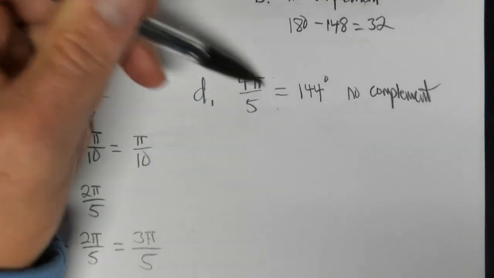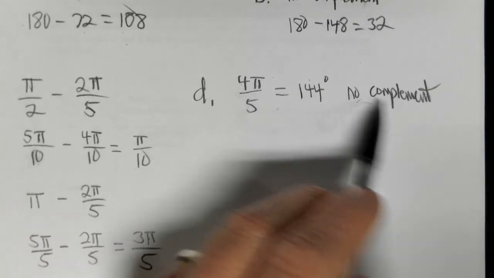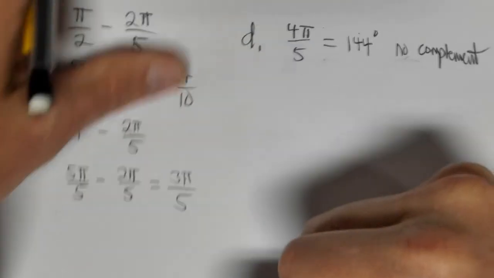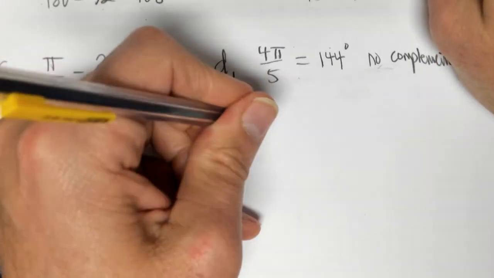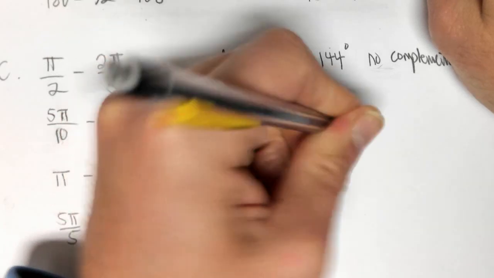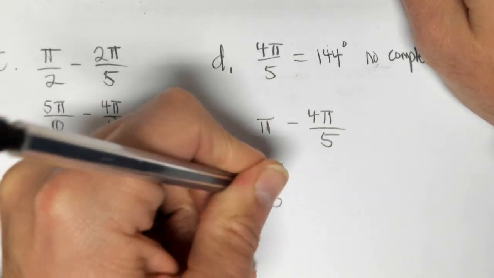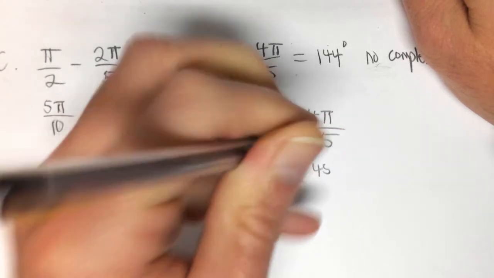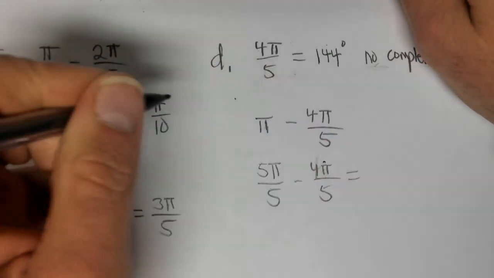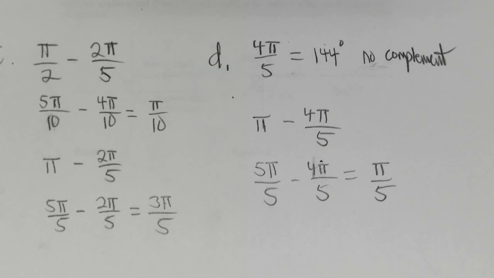So if you didn't catch that this angle was greater than 90, after you did the subtraction you would end up with a negative angle, which would lead you to the conclusion that there's no complement, because once again, complementary and supplementary angles have to be positive. All right, what about the supplement, which it does have? It'll be pi minus 4 pi over 5. Once again, we need a common denominator: 5 pi over 5 minus 4 pi over 5. We can subtract that to get pi over 5, and that would be your supplement. All right? And that's it.